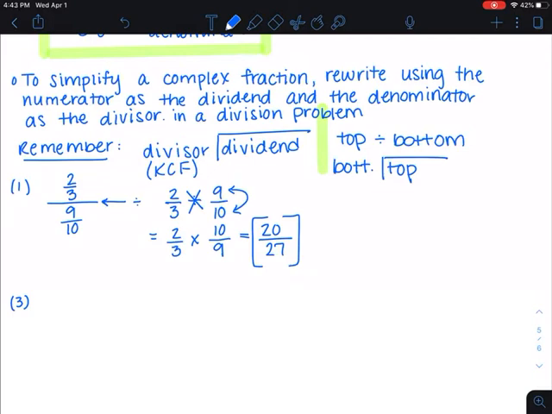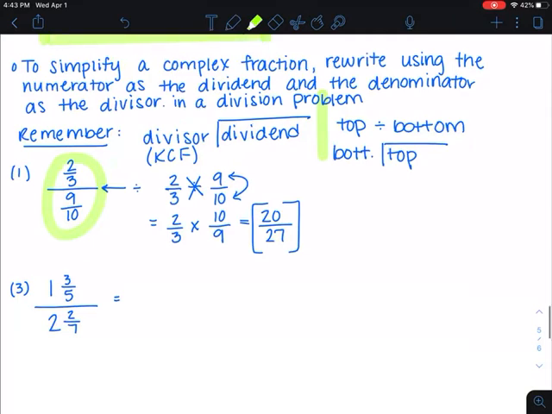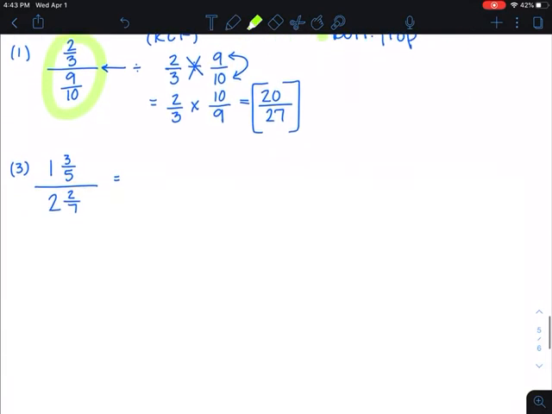Let's look at number 3. Alrighty, so for number 3, we have 1 3/5 over 2 2/7. Yes, 2/7. So first and foremost, I think it's easier when you have 2 simple fractions. They can be proper or improper, so we're going to change our fractions to improper fractions before we do any math with them, before we divide them.